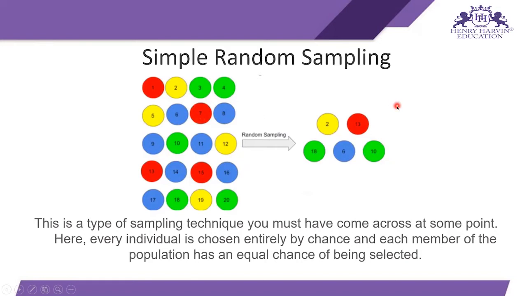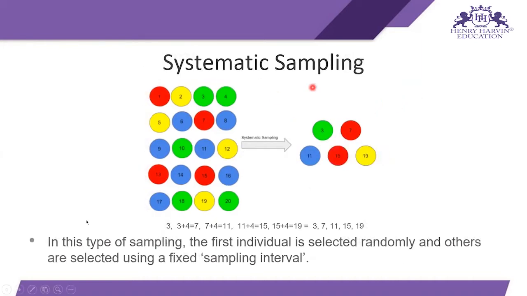You also see these sampling techniques in your day-to-day life. Next comes systematic sampling. In this type of sampling, the first individual is selected randomly.